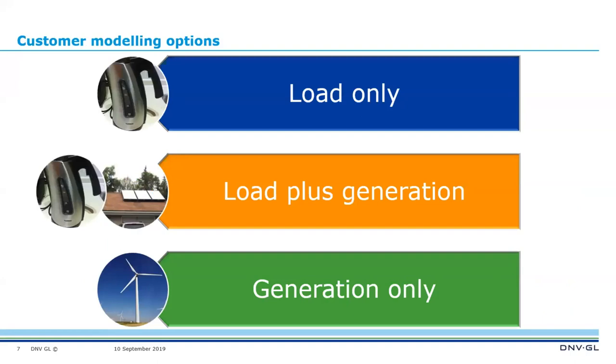So customer modeling, there are three options. You can have a load only customer, you can have a load plus generation customer, and you can have a generation only customer. And all three of those can be applied to a distribution transformer.